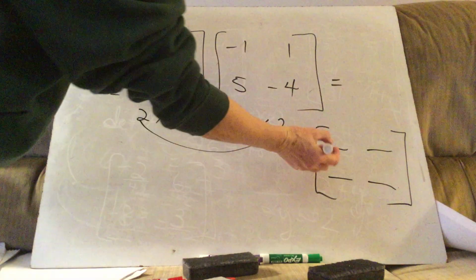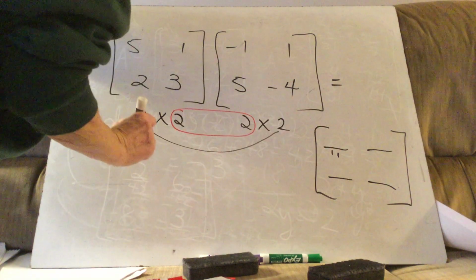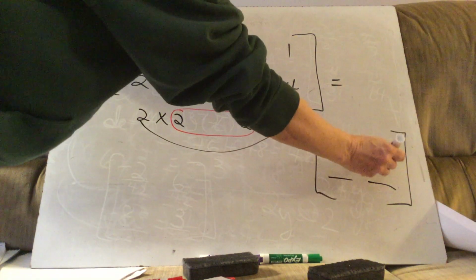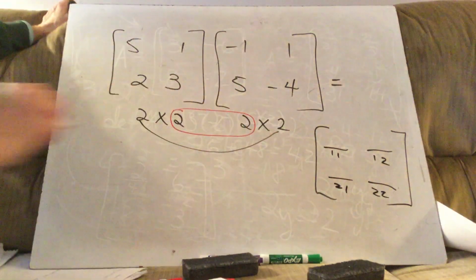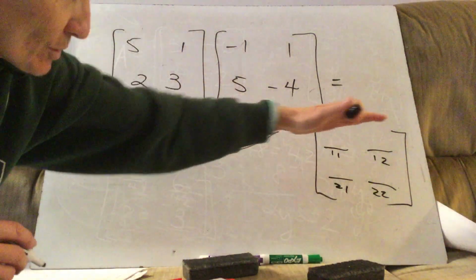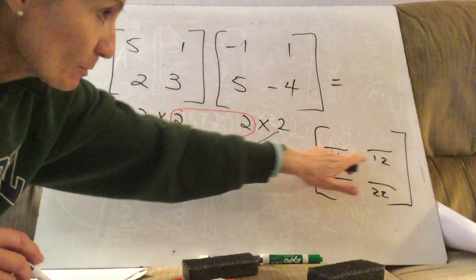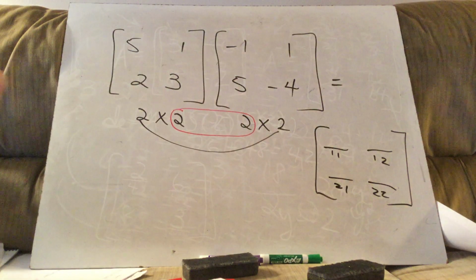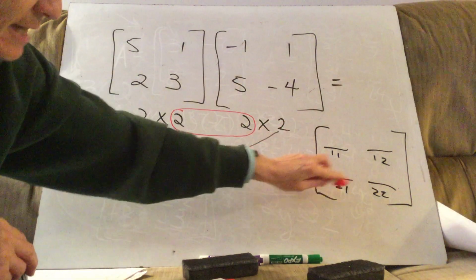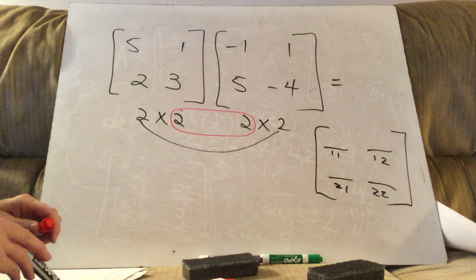This number is in the first row, first column. This one is in the first row, second column. Second row, first column, second row, second column. Remember, rows go this way, so both of these numbers are in the first row. This one's in the first column, that one's in the second column. These are not part of the answer. I'm going to erase them in a minute.